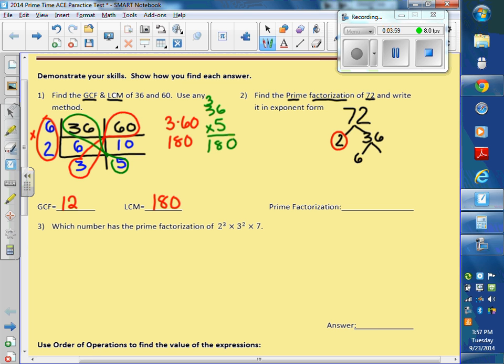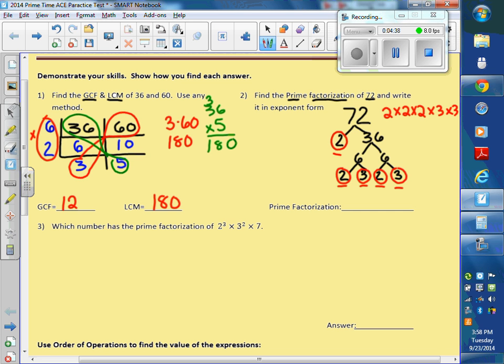6 times 6 is 36. Neither of those is prime, so I continue making branches. 6 is 2 times 3. So now, the bottom of every branch is a prime. So the expanded form of the prime factorization would be 2 times 2 times 2 times 3 times 3.